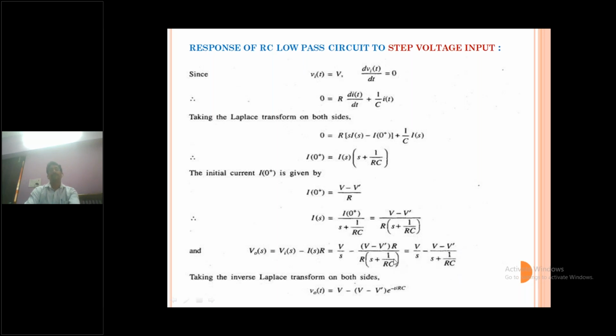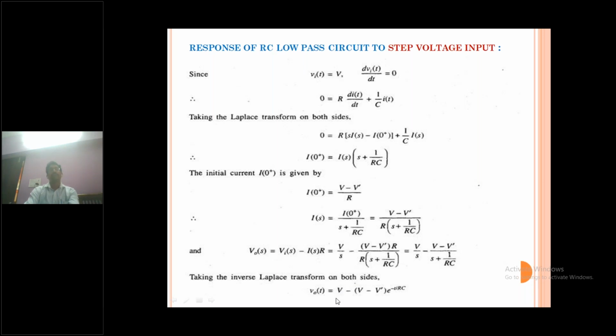So now, for a step voltage applied to the low pass RC circuit, the output voltage equation is Vo(t) equals V volts minus (V minus V dash) into e power minus t/RC. But the important thing here is, what is V? This V is the maximum the capacitor will charge to, that is, the input step voltage. The step voltage magnitude is equal to V.